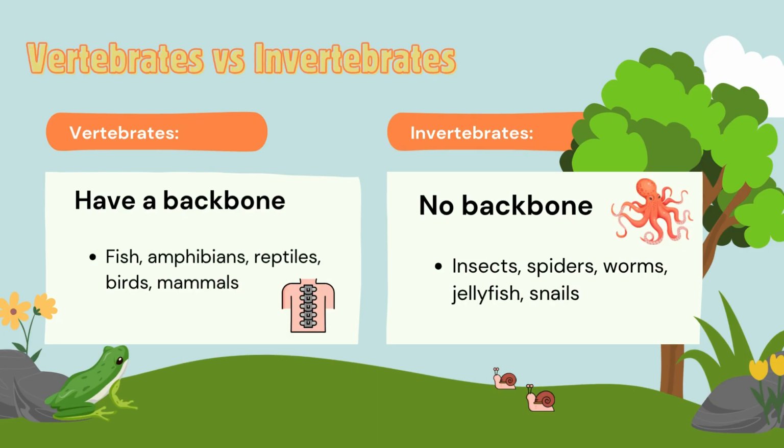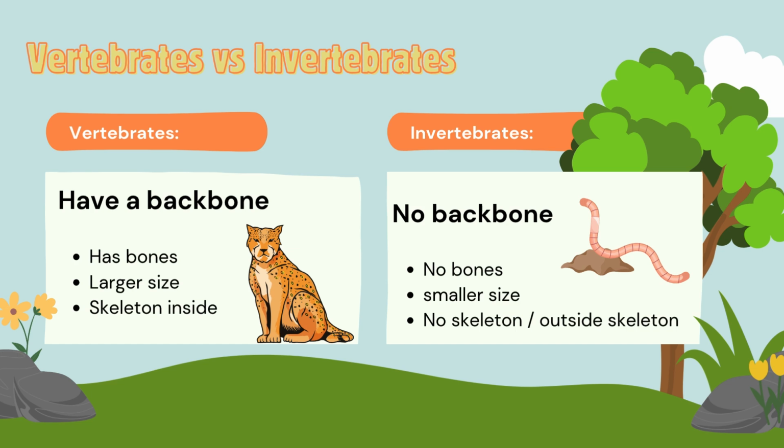We can divide animals into two main groups. Those with backbones, like dogs and birds, are called vertebrates. Those without bones, like butterflies or jellyfish, are invertebrates. Here you can see pictures of a jellyfish and a human. You can also see the cat, lion or cheetah, as well as the worm.